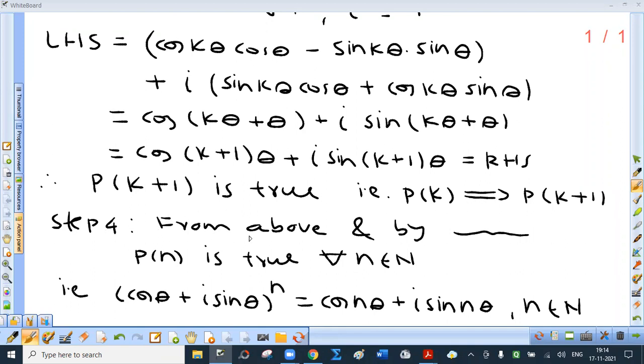So fourth step, from above and by, do not write in this fashion. You have to say by principle of mathematical induction, P of n is true for all small n belonging to capital N. For convenience, we have taken P(n), but the original statement, you have to mention that also. That is (cos theta plus i sin theta) raised to n equal to cos n theta plus i sin n theta. n is a natural number, i equal to root of minus 1. A good student will mention that this is De Moivre's theorem.